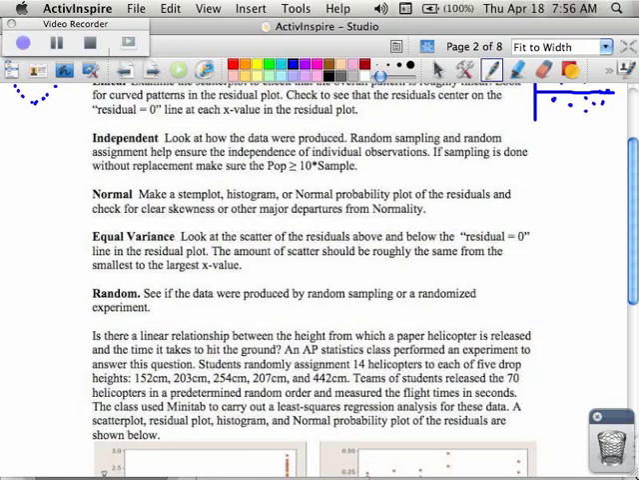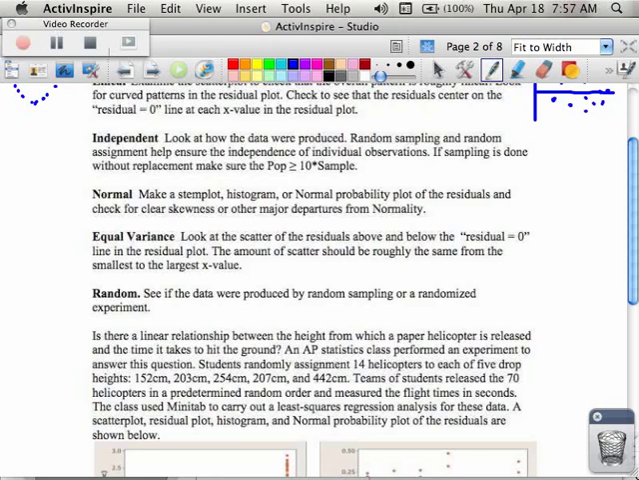To check for things that are normal, you could do a stem plot, a histogram, or a normal probability plot of your residuals. I'll demonstrate a couple of those in class either today or tomorrow. You want to check for skewness, outliers, that kind of thing. Equal variance, you can look at the scatter plot of the residuals. We already talked about that a little bit. And then you want to see that your overall residuals is 0.